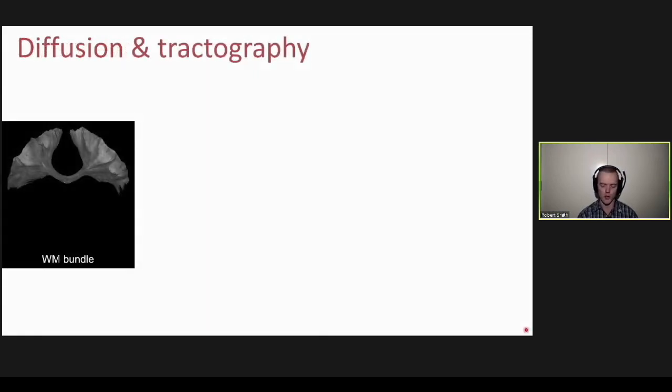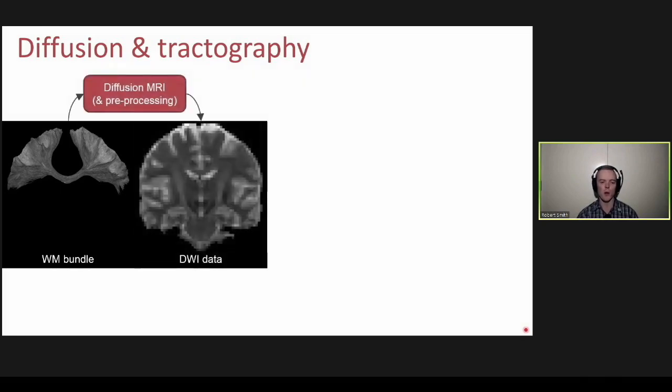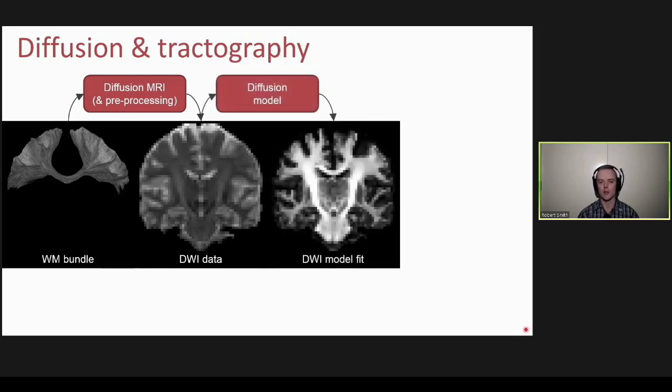So obviously we're focused on the white matter with diffusion MRI. If we've got a particular white matter bundle of interest, we do diffusion MRI, we do some amount of pre-processing, which is unfortunately beyond the scope of this particular course. And from that, you have your conditioned DWI data. You're going to fit some kind of diffusion model to your voxel-wise diffusion signal, and that's going to give you a model fit in every voxel.